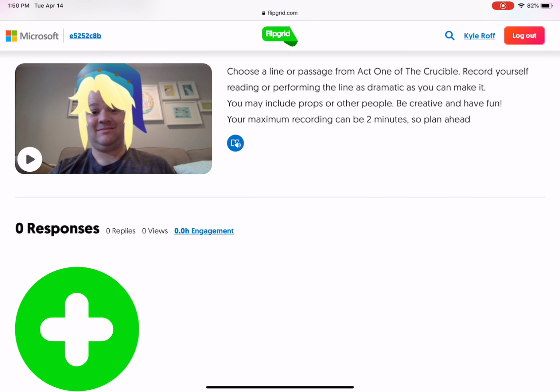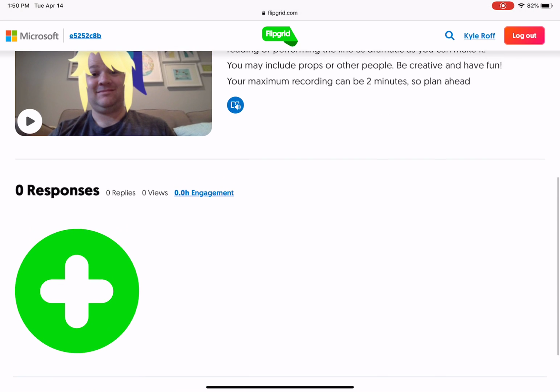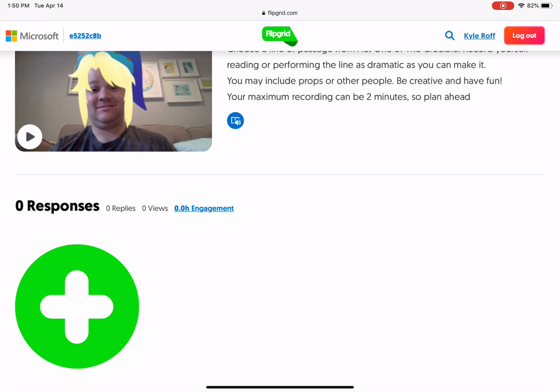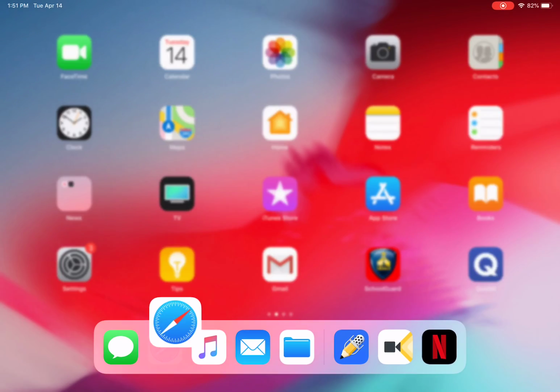And then responses. There's a big plus, right? That green circle with the white plus in it. That's where you click to respond. So that's what Flipgrid essentially looks like. And you'll record directly on your iPad or your laptop or your phone or your Chromebook. Anything with a video, with a webcam should work just fine. All right, so that's Flipgrid.